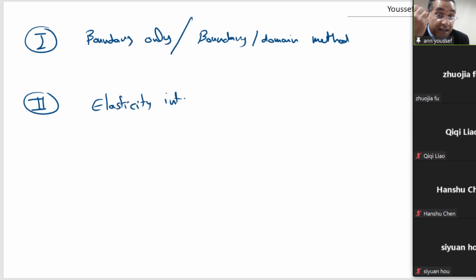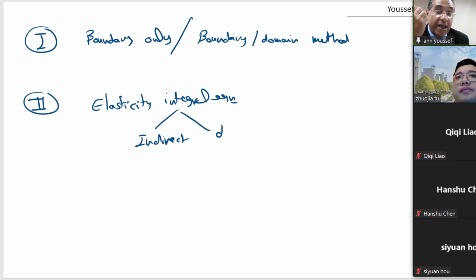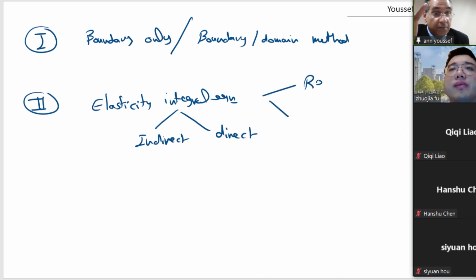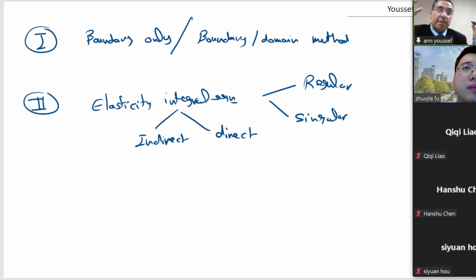In the second part of the lecture, we covered elasticity integral equations, whether it is indirect or it is direct. We covered also whether it is regular or it is singular. And we had some essence about what is meant by hypersingular integral equation.